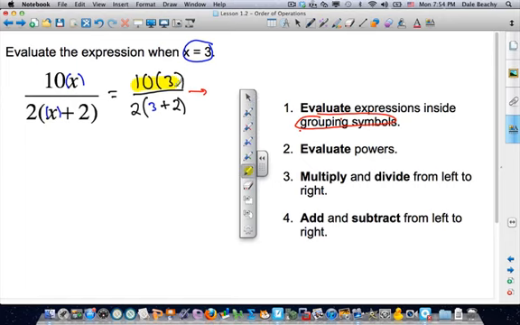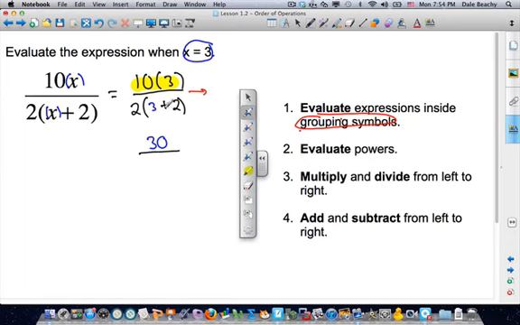The top has 10 times 3. So that eliminates step 2 because there aren't any powers, and we can go straight to step 3, which is to multiply. So the product of 10 and 3 is 30. So the top of our fraction has a value of 30.